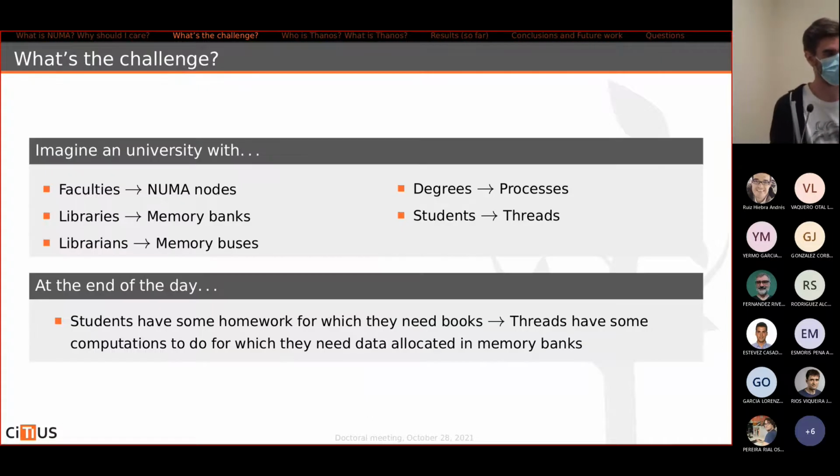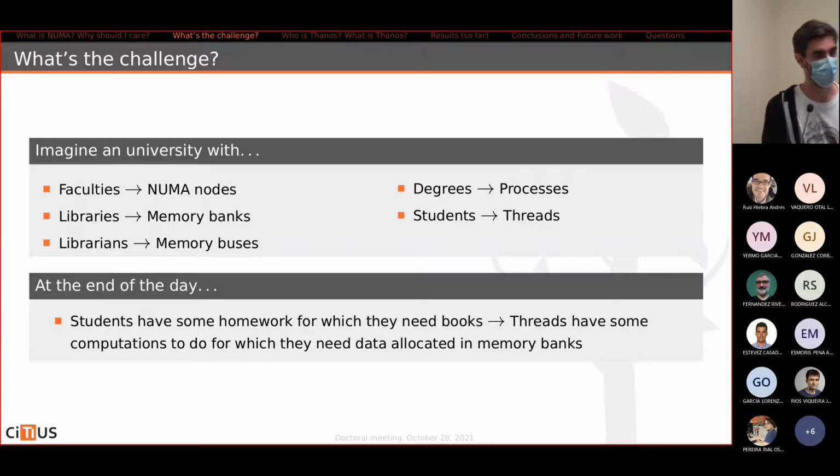So we can now make an example with a university. We can imagine we have a university with some faculties that will represent the NUMA nodes of our system. And each faculty has a library that represents the memory bank. And each library has the librarians, which play the roles of memory buses. On the other hand, we have some degrees that play the role of processes, and those degrees have some students that represent the threads.